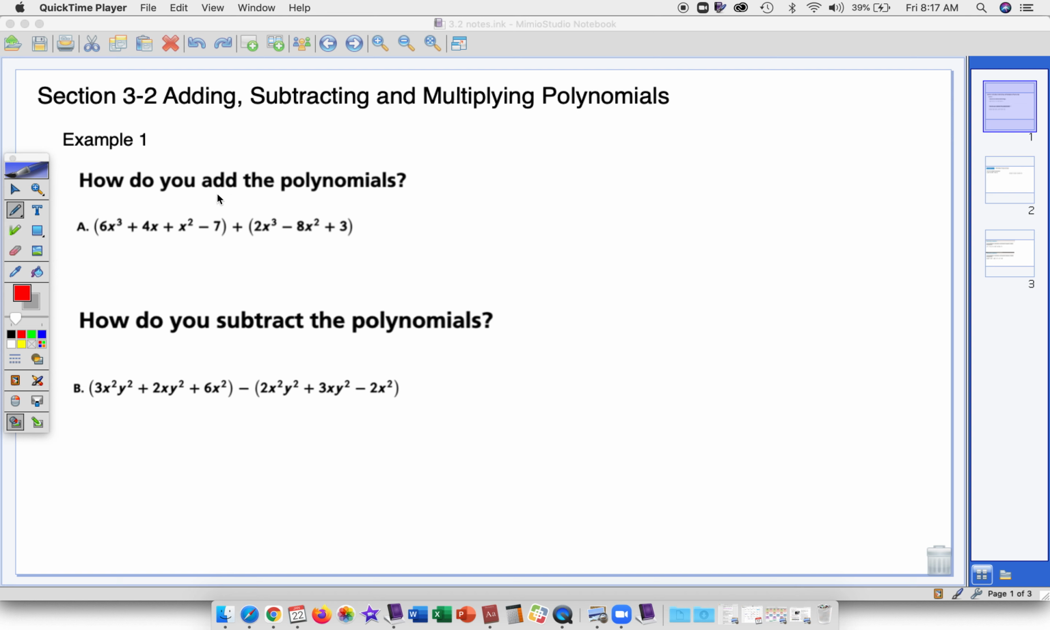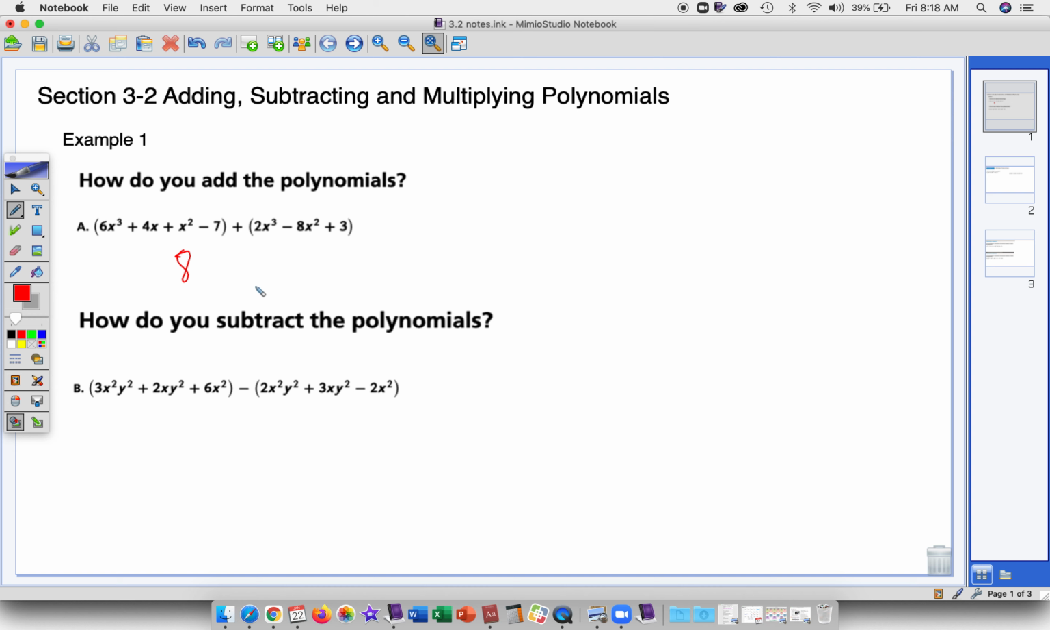So how do we add polynomials? Well, we always look for like terms, right? So we're looking for the same variable raised to the same power, and then we combine the coefficients. So I have a 6x cubed and a 2x cubed. When I add those together, I get an 8x cubed. So we're only adding coefficients, right? The powers do not change. And we want to stick to our standard order.